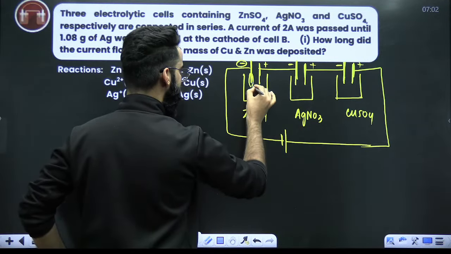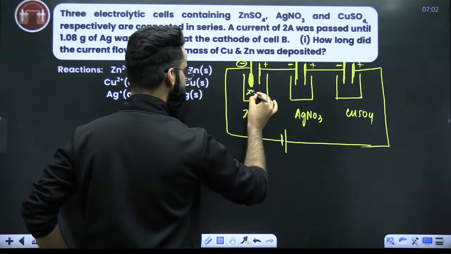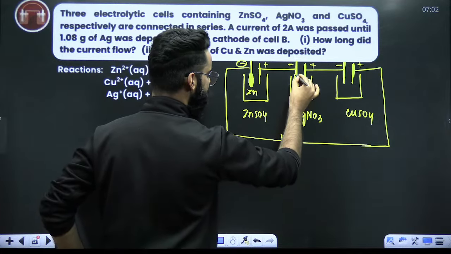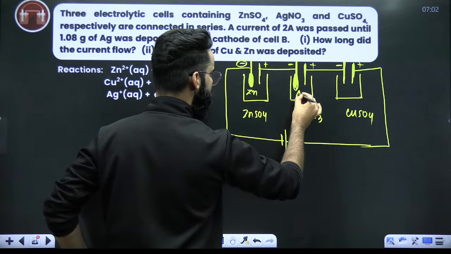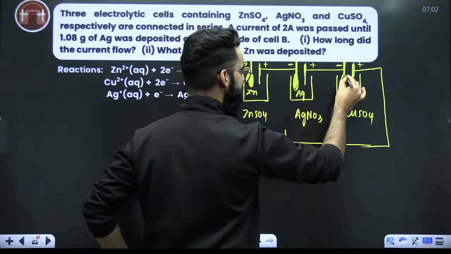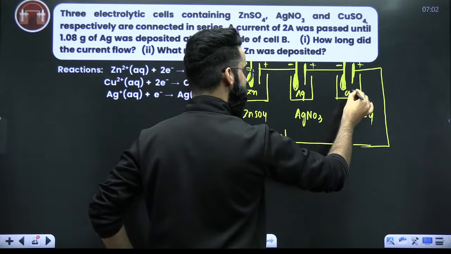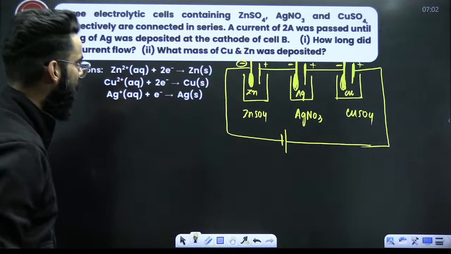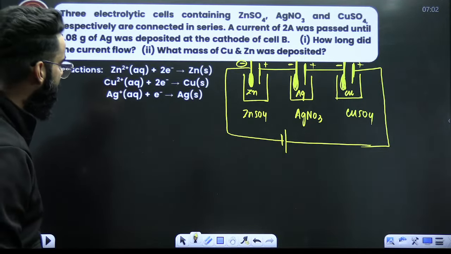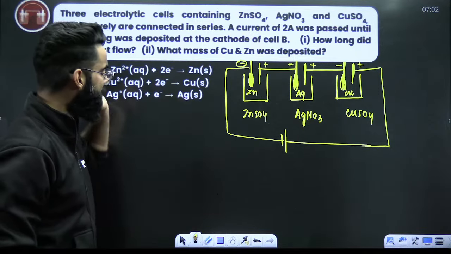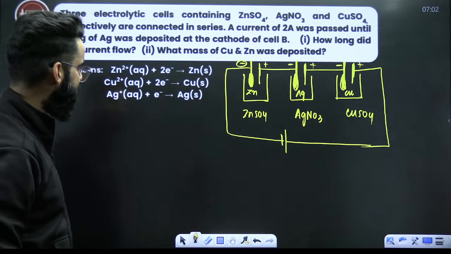On this particular cathode, as per the question, what is getting deposited? Zinc. Here at this cathode, what is getting deposited? Silver. And here, what is getting deposited? Over here, copper is getting deposited. Perfect. Right? And these are the reactions through which these elements are getting deposited.